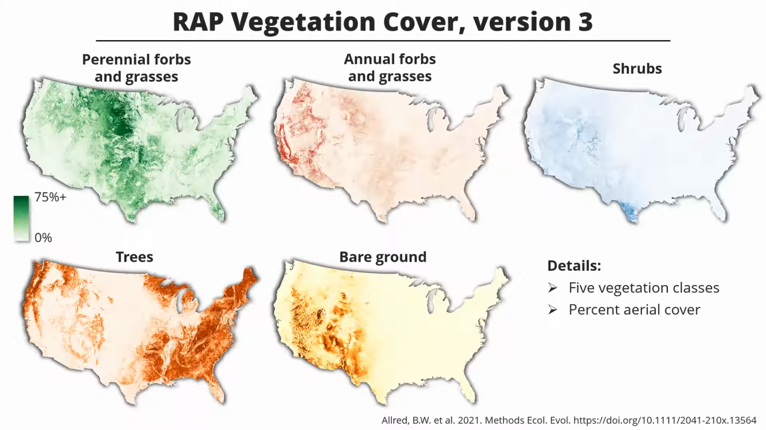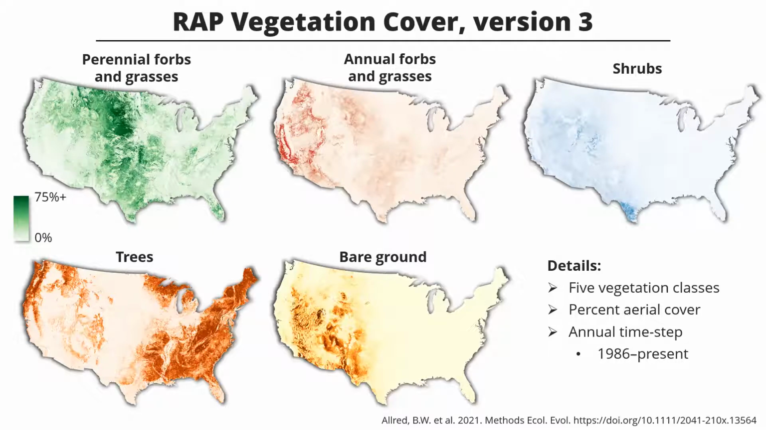You can think of these maps as 30 meter by 30 meter pixels, just like Landsat. And we're mapping percent cover. So for each pixel in this map, it's a map of 0 to 100% in terms of percent cover. These areas in here are dark green, and they're somewhere around 75% cover perennial forbs and grasses.